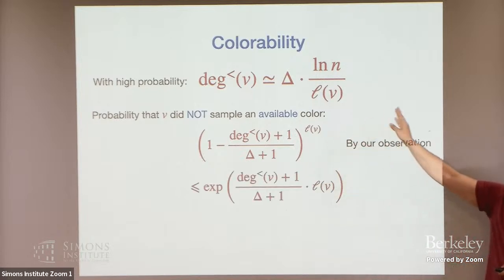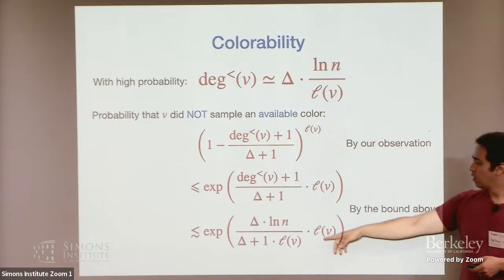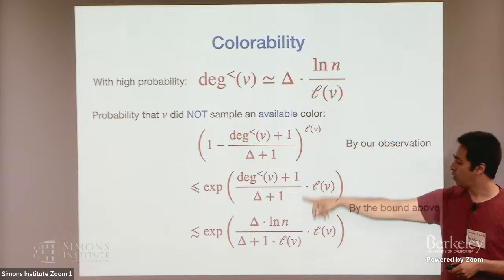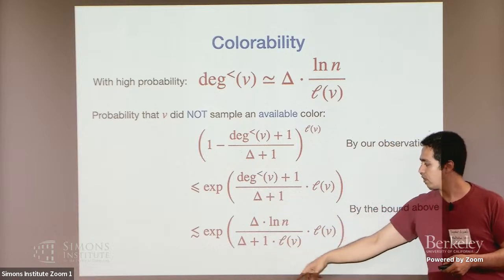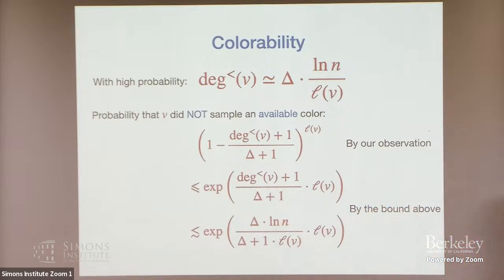We use 1 minus x is less than e to the minus x. We plug in this quantity, delta log n divided by L_v. The important thing: delta and delta cancel, L_v and L_v cancel. I have a log n here. Okay, there are some constants hidden around. This is saying it's at most 1 over poly.